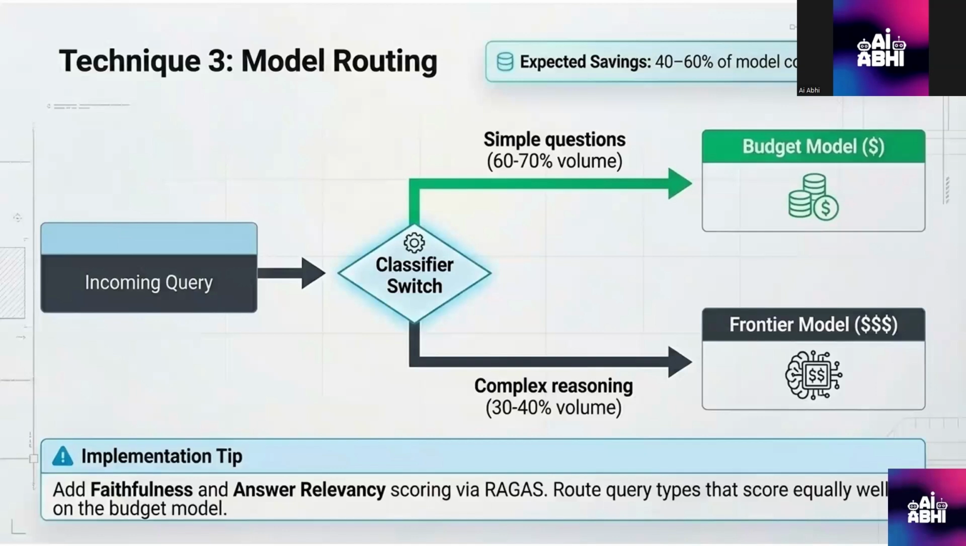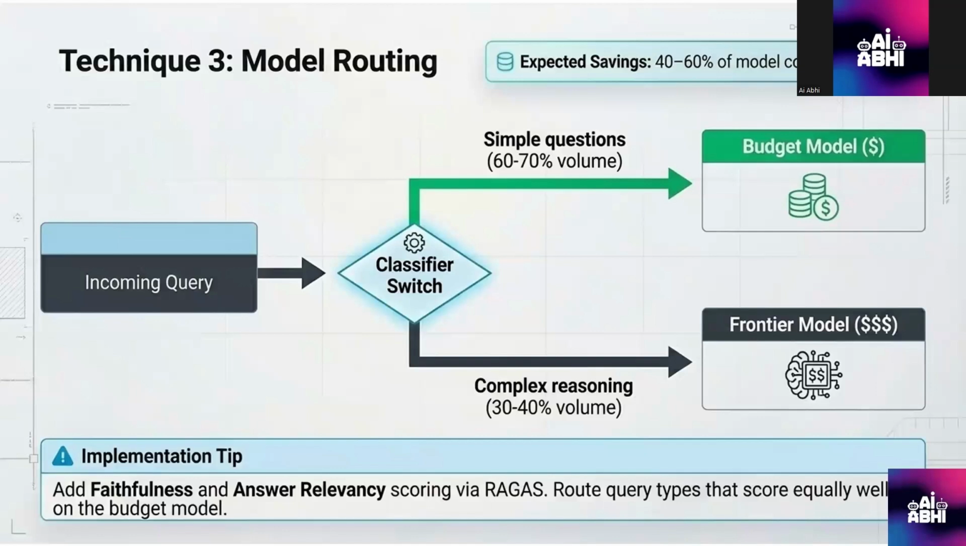For model routing, build a lightweight classifier that categorizes incoming queries by complexity. Simple factual lookups, greetings, and single document retrieval go to the budget model. Multi-hop reasoning, synthesis across many documents, and edge cases go to the frontier model. Research shows that 60 to 70% of your API calls can run on budget models without quality loss.